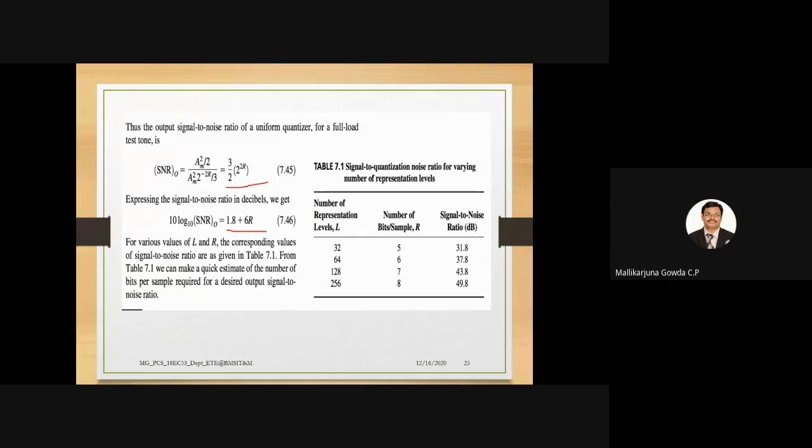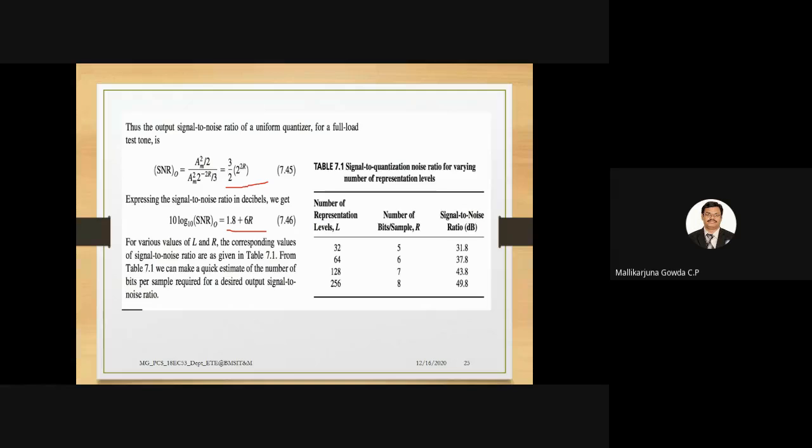So I repeat once again why it is called the 6 dB rule. Here R is the number of bits per sample, the number of bits used to represent each sample. When R is 1, it contributes 6 dB to the SNR. That is why it is called the 6 dB rule. Each bit which we use to represent a representation level or quantization level contributes 6 dB of output SNR. Hence, it is known as the 6 dB rule.